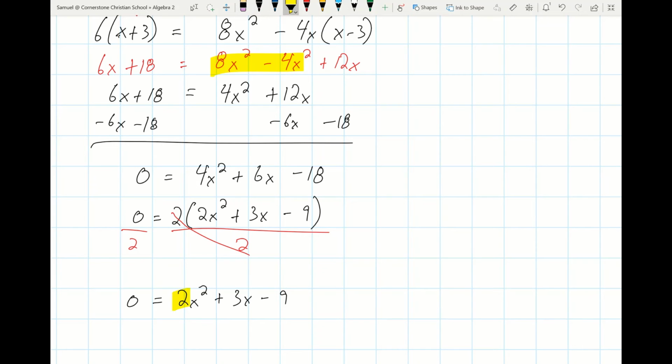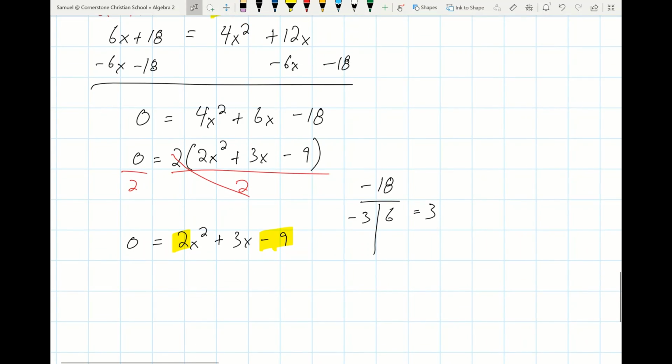Take the first thing times the last thing, a times c, so this is negative 18, and factors of that add up to be 3. So plugging in here, I could figure negative 3 and 6. Negative 3 times 6 is negative 18. Negative 3 plus 6 is going to give me a positive 3.